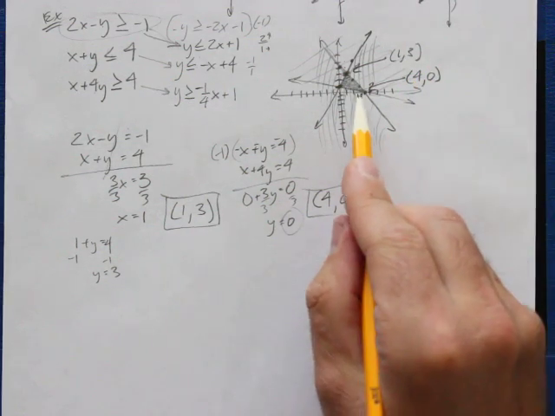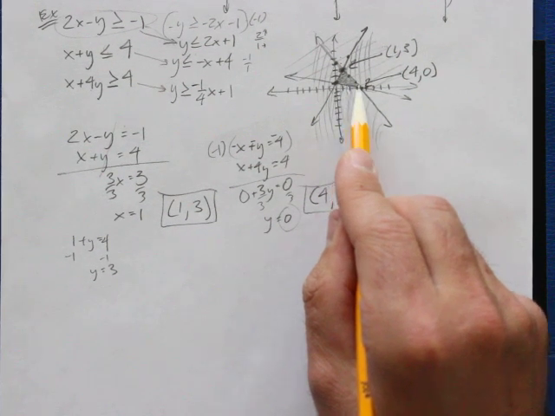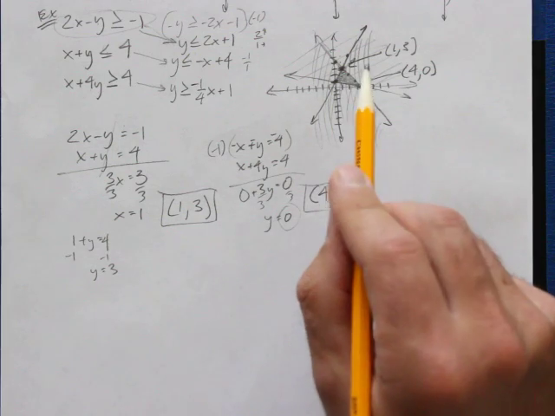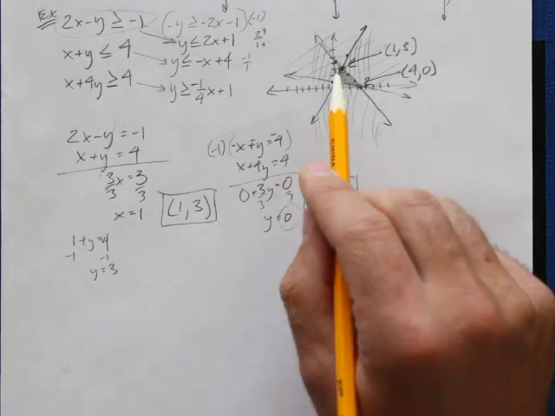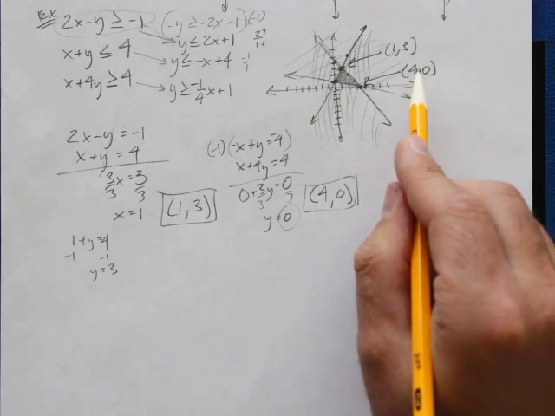Now you can see how I didn't do an awesome job on my graph. This point ended up being like between 3 and 4. So you can't always rely on your graph unless you do a really, really good job on your graph. So 1, 3, 4, 0.